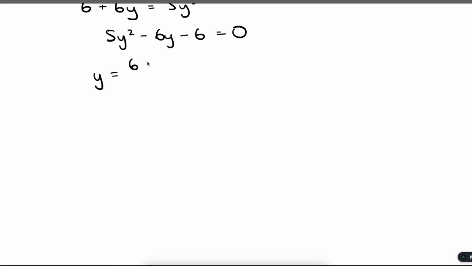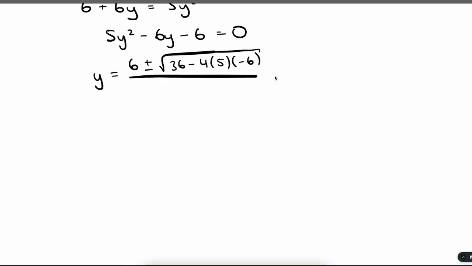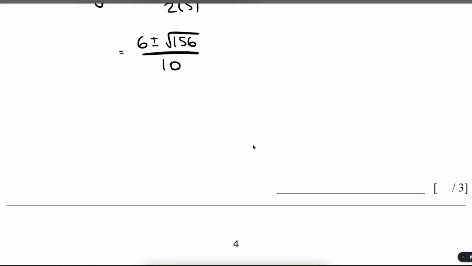y equals minus b plus or minus the square root of b squared minus 4, a is 5, and c is minus 6, all over 2a. So minus 4 and minus 6, those minuses cancel out to make a plus, so it's going to be 4 times 5, which is 20, times 6, which is 120. So we've got 120 plus 36, which is 156. So that's 6 plus or minus root 156 over 10. Now I think that 156 can probably be simplified, but don't worry about that because it's a non-calculator paper.